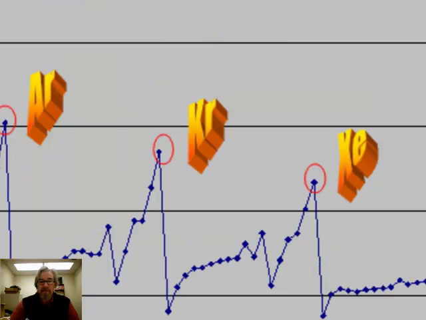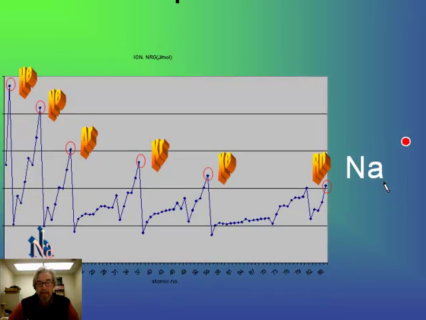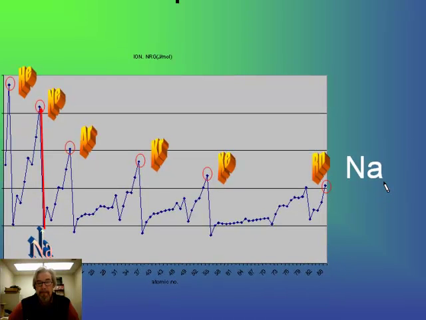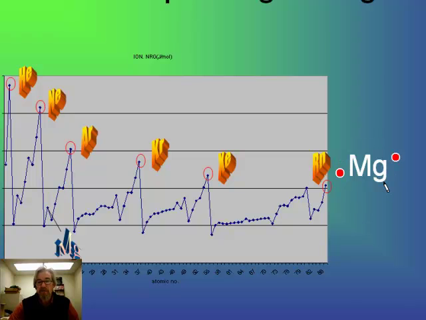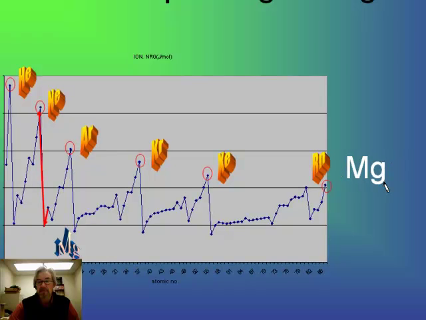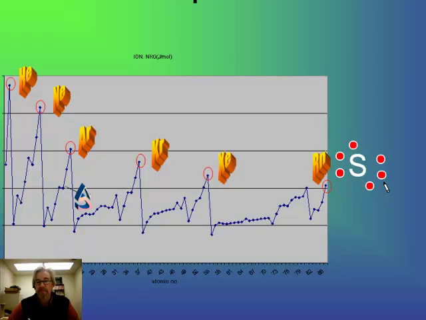Now let's take a look at what happens to the dot notation when this process takes place. As sodium becomes an ion, it loses its 1 dot. Chlorine. As chlorine becomes an ion, it fills up the 8 spots for dots. Magnesium. As magnesium became an ion, it lost its 2 dots. Sulfur. Sulfur gained 2 electrons, so it goes from 6 to 8 dots.